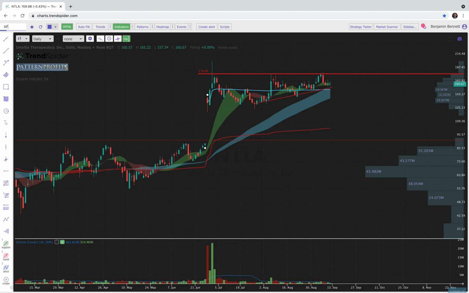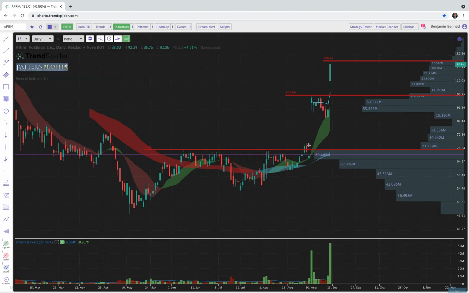One more, AFRM, Affirm Holdings. Power earnings gap here. This was a beauty on big volume. That followed news with a big gap over here. I mentioned how anchored VWAP from this gap failed, but the 10 MA cloud held as support. That's what you see right here. And then you had the big bounce on the earnings report on Friday.